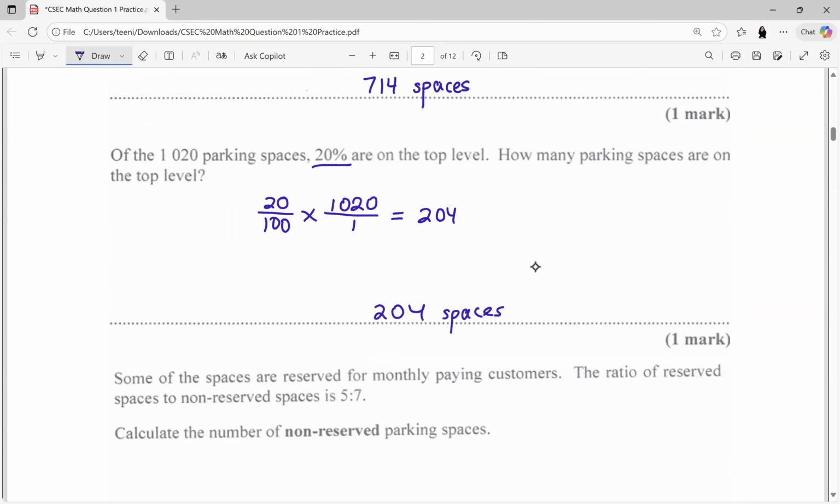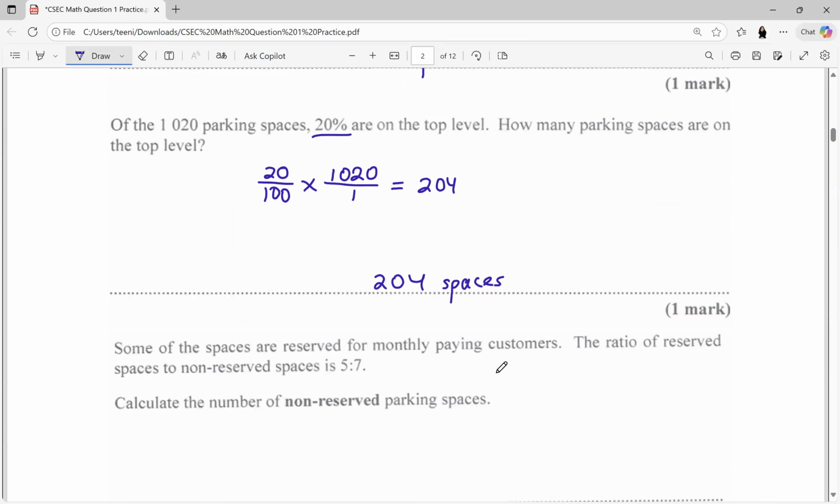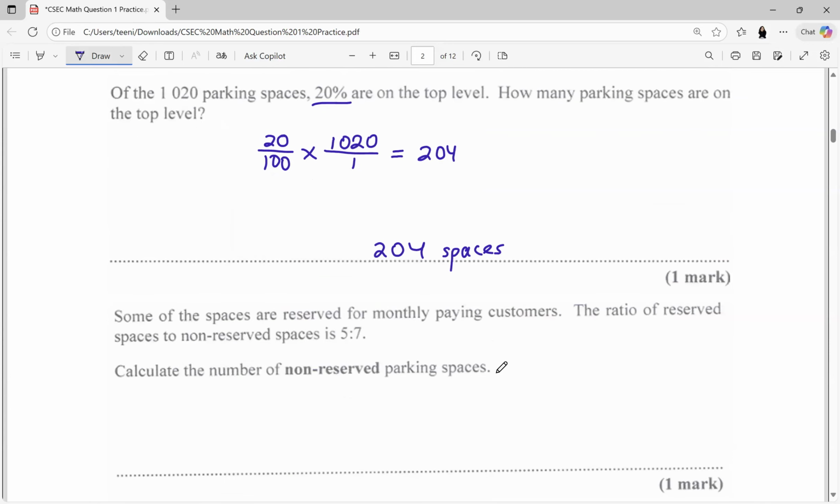Good. Some of the spaces are reserved for monthly paying customers. The ratio of reserved spaces to non-reserved spaces is 5 to 7. Calculate the number of non-reserved parking spaces. Remember I told you ratios are all about shares. So 5 to 7 represents a total of 12 shares because 5 plus 7 is 12. Reserved spaces would have 5 out of the total shares, and non-reserved spaces will have 7 out of the 12 shares.